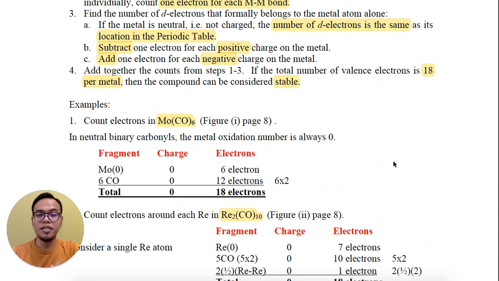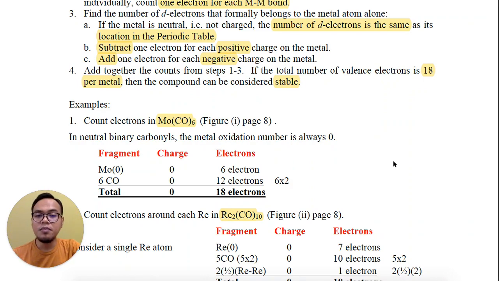So the metal oxidation number is always 0. So how do you know whether your metal is charged or uncharged? It depends on the ligand. If your ligand is neutral, your metal is going to be 0 valent. If it is not neutral, meaning your ligand is negatively charged or positively charged, then the charge or oxidation state of your metal will be changed accordingly.